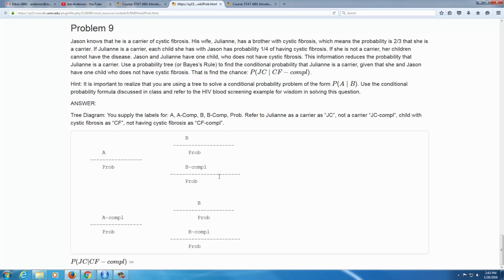I would suggest you follow the HIV blood screening example that is in the notes. That would be very helpful to do this one.